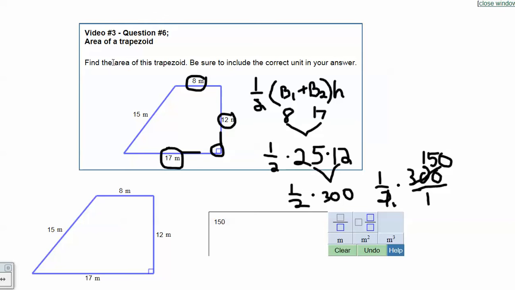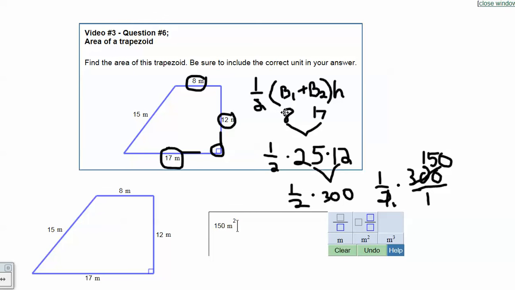Well, anytime you have a problem that has area, you're going to label it with square units because you're measuring it as if you're saying how many little square meters would it take to fill this. Area is two-dimensional, so it always is labeled in meters squared.